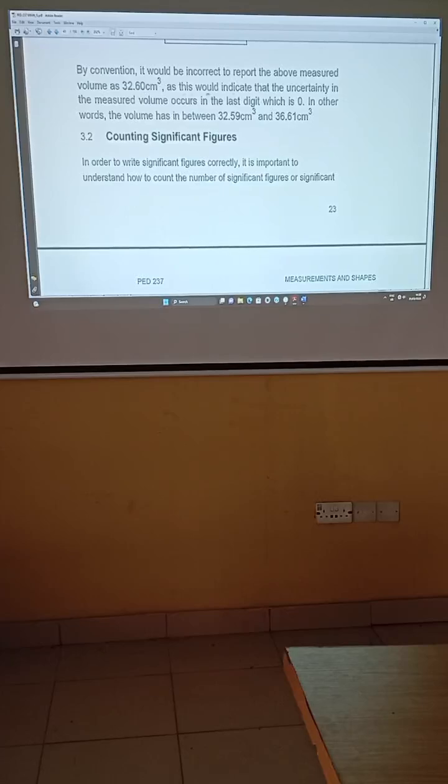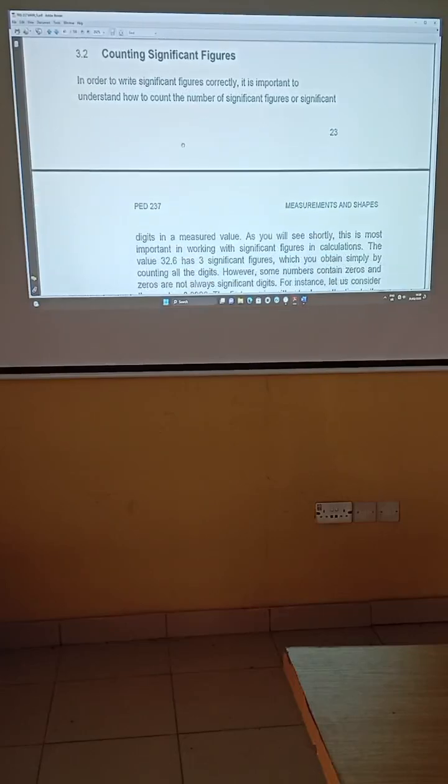By convention, it would be incorrect to report the above measured volume as 32.60 cm3, as this would indicate that the uncertainty in the measured volume occurs in the last digit, which is 0. In other words, the volume lies between 32.59 cm3 and 32.61 cm3. That is where 32.60 cm3 lies.